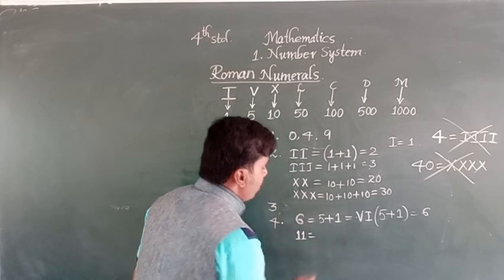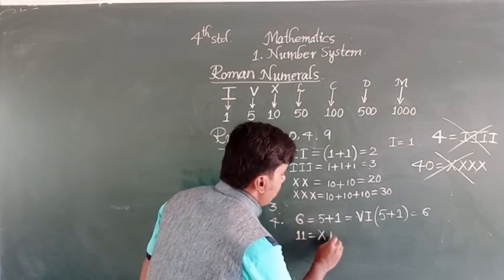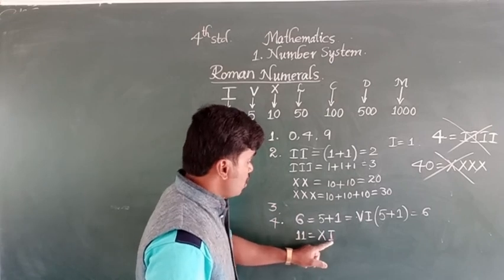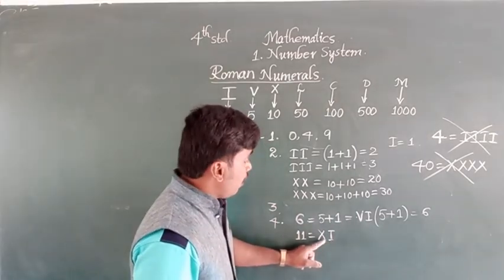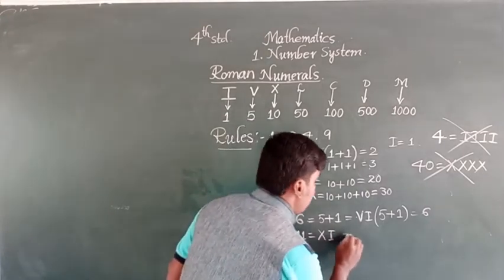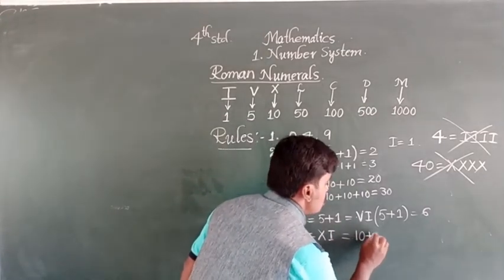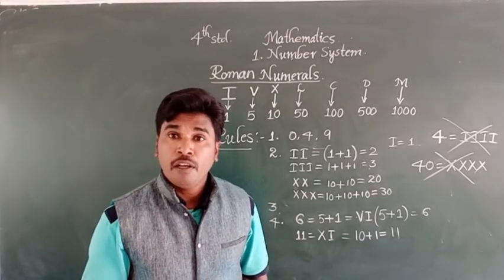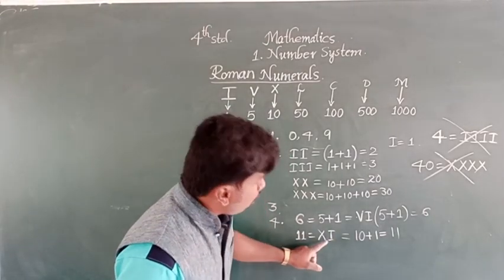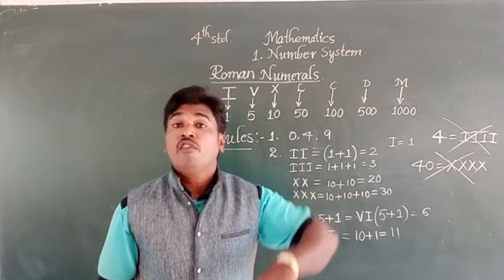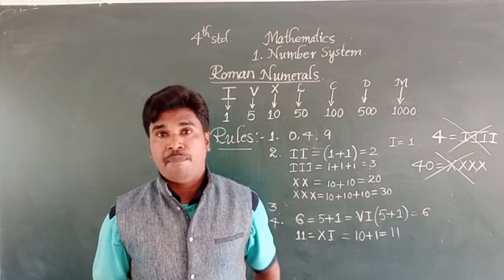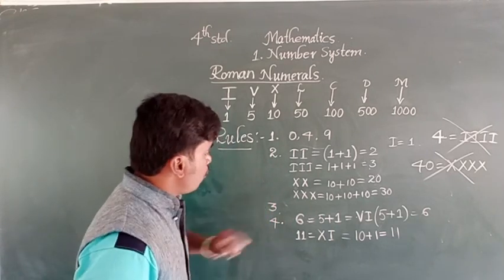So you can tell 11. How to write 11? XI. The smaller number I is placed after the greater number X, so it is 10 plus 1, which is equal to 11. I hope you are all understanding. When the smaller number follows the greater number, you need to add and tell the number name. So this is the fourth rule.